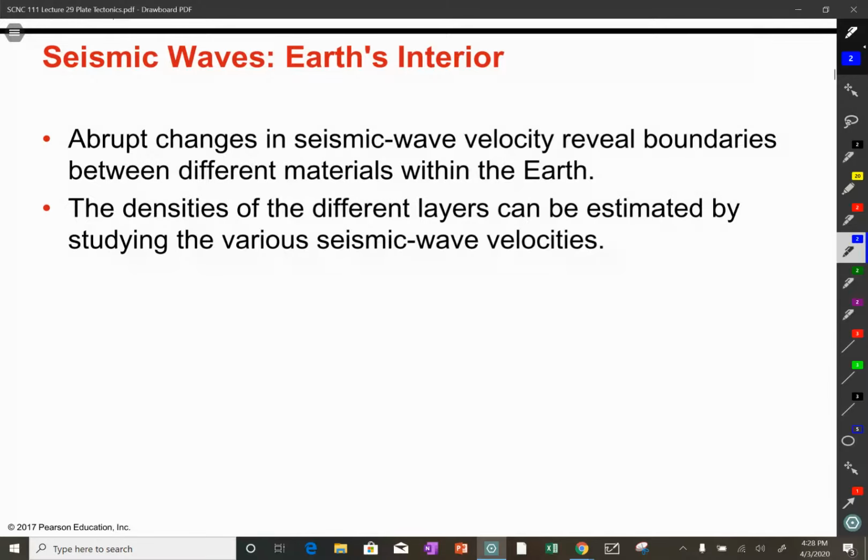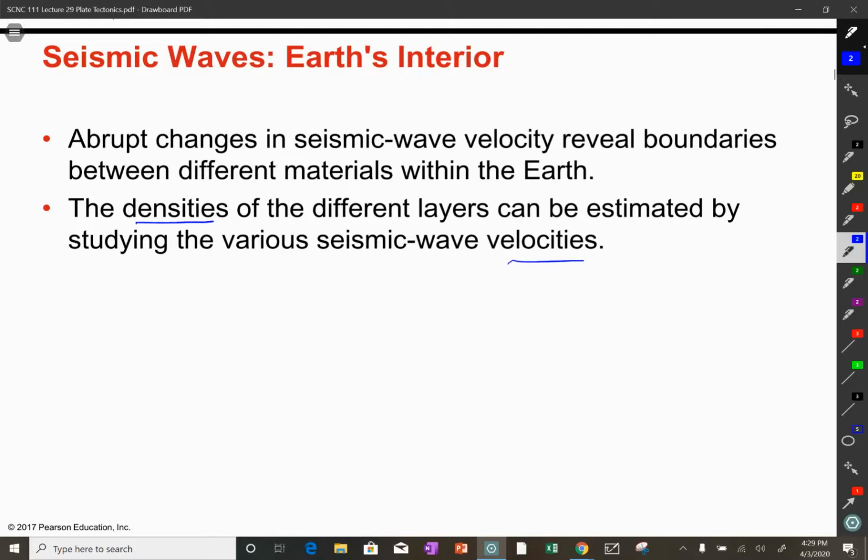Now, how geologists study the interior of the Earth is by knowing what happens when waves change speed. If you have a change in speed, the wave will actually bend. And if you have a distinct, abrupt change in speed, then you'll have a distinct change in the direction it travels. And they can determine the densities of the different layers based on the velocities that they see.